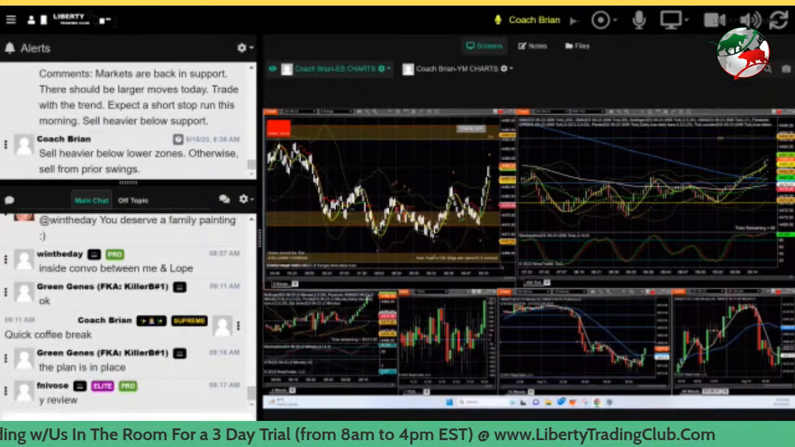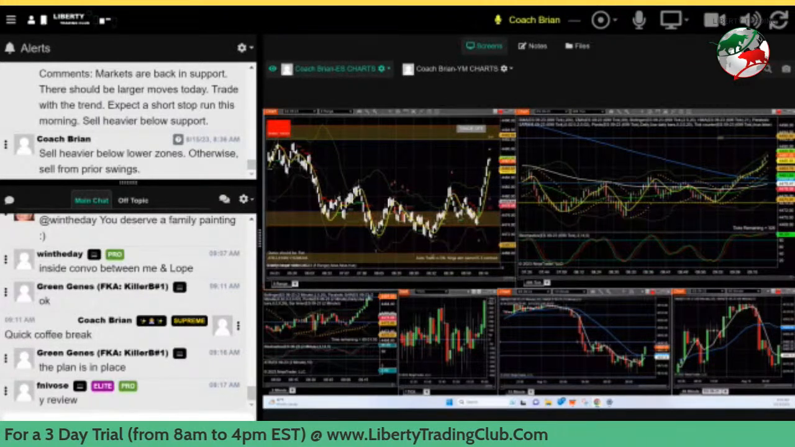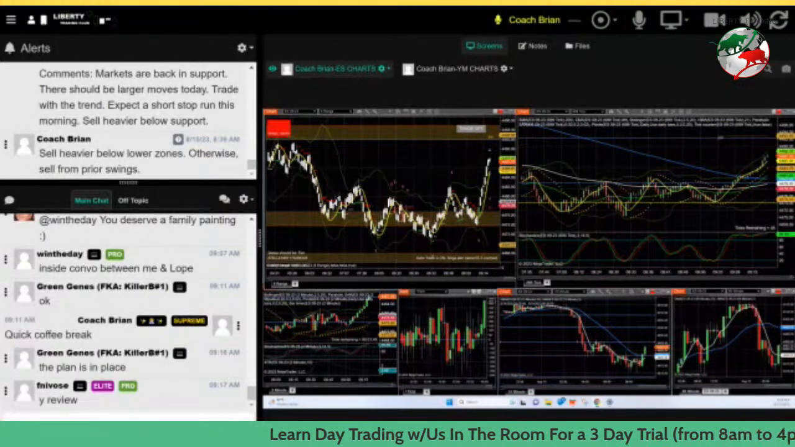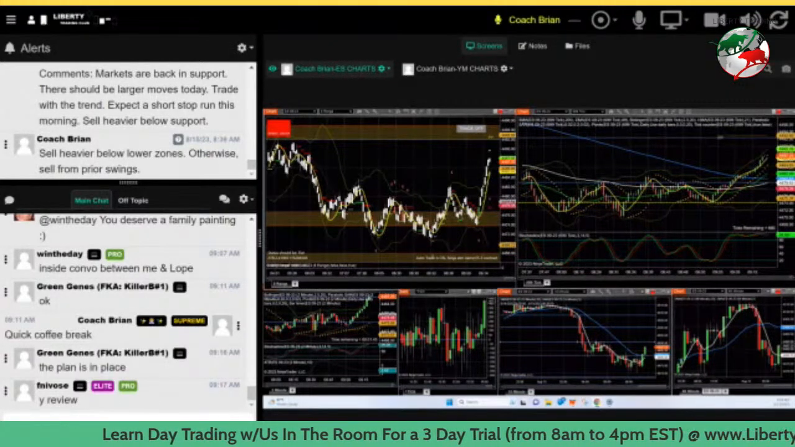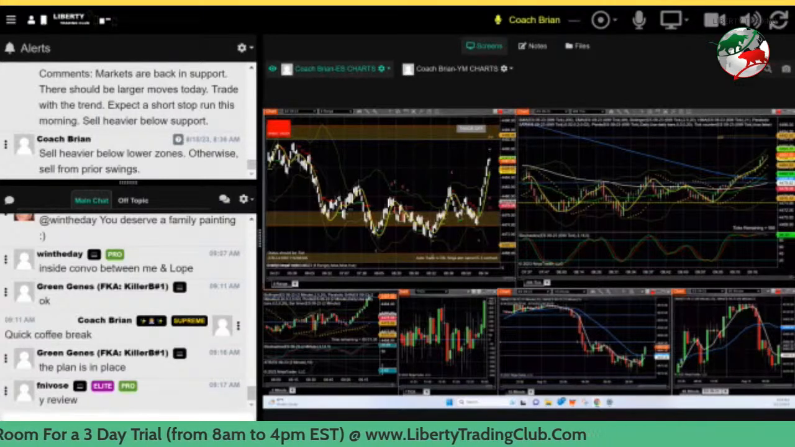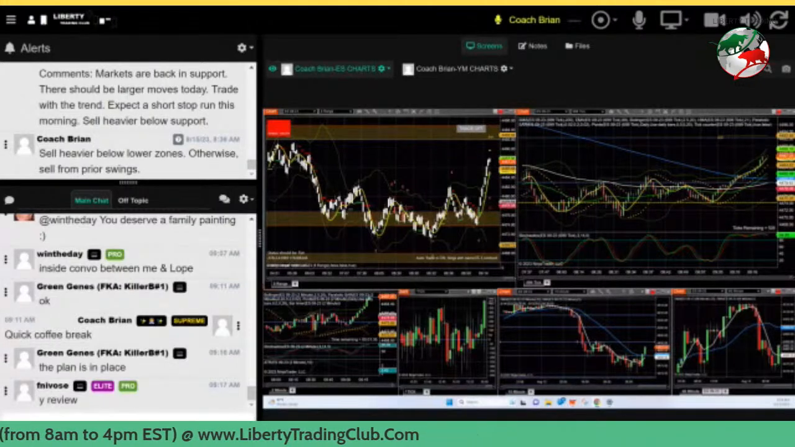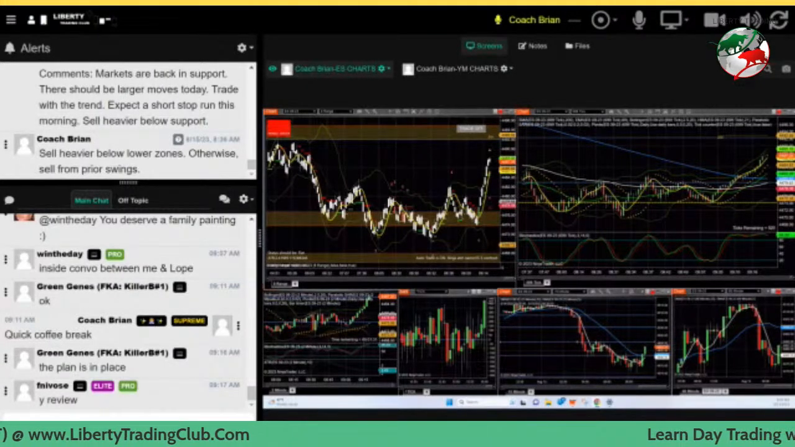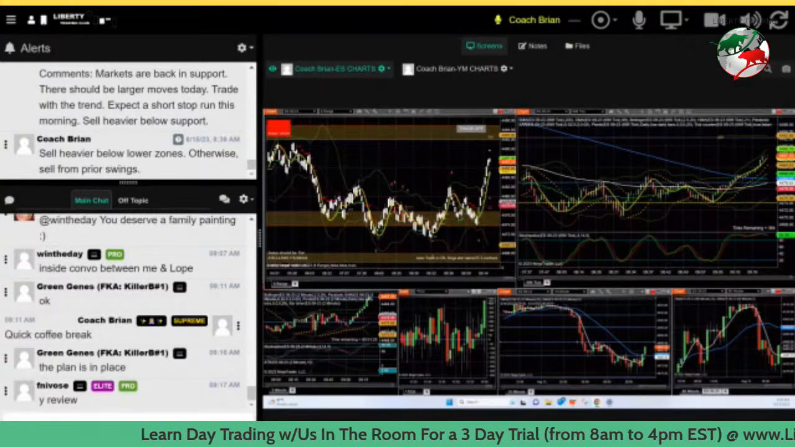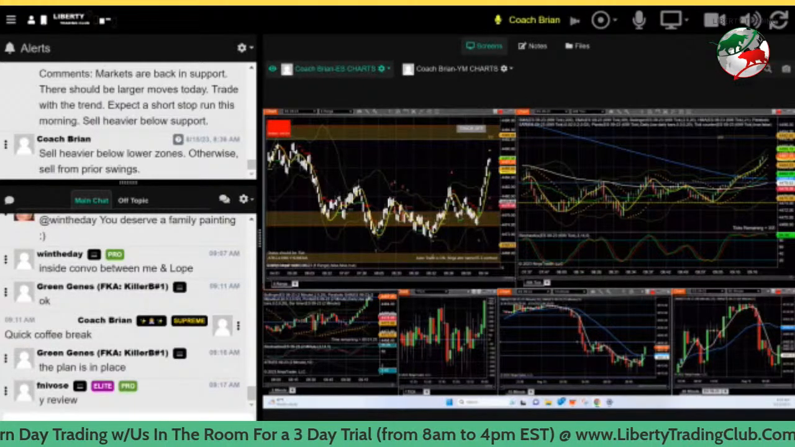1, expect a little run up early. 2, trade from the major swings, which you can identify on the 15-minute chart. Sell heavier below support areas, especially the lower zones. That's it. That's the plan, guys.